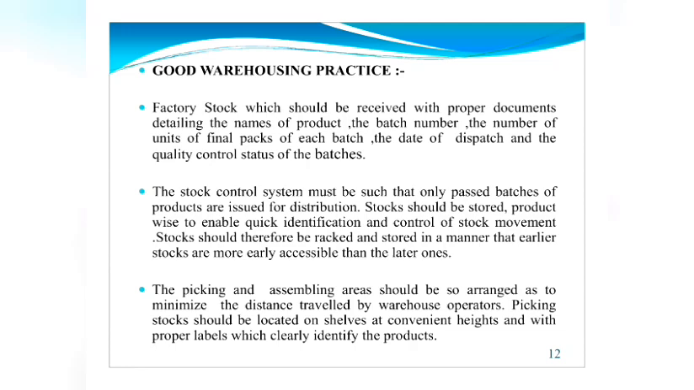Good warehousing practice: factory stock should be received with proper documents stating the names of the product, the batch number, the number of units of final packs of each batch, the date of dispatch and the quality control status of batches. The stock control system must be such that only passed batches of products are issued for distribution. Stock should be stored product-wise to enable quick identification and control of stock movement. Stock should be racked and stored in a manner that earlier stock is more easily available than later ones.